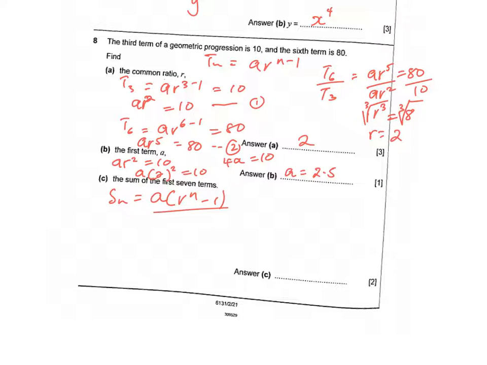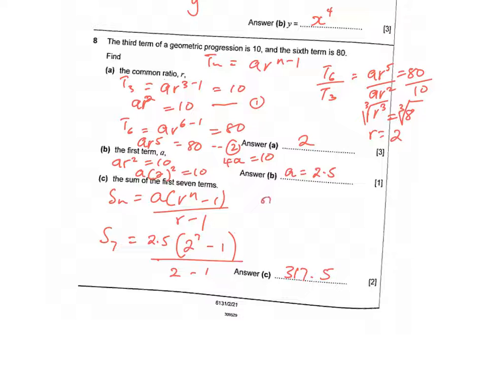Okay, the sum of the first 7 terms. The sum formula for the GP is a times r power n minus 1 over r minus 1. Okay, so you just substitute. S7, sum of the 7, that means your n is 7, our a is 2.5, and then r is 2, and then power 7 minus 1, and then over 2 minus 1. If you simplify this, you will get 317.5.